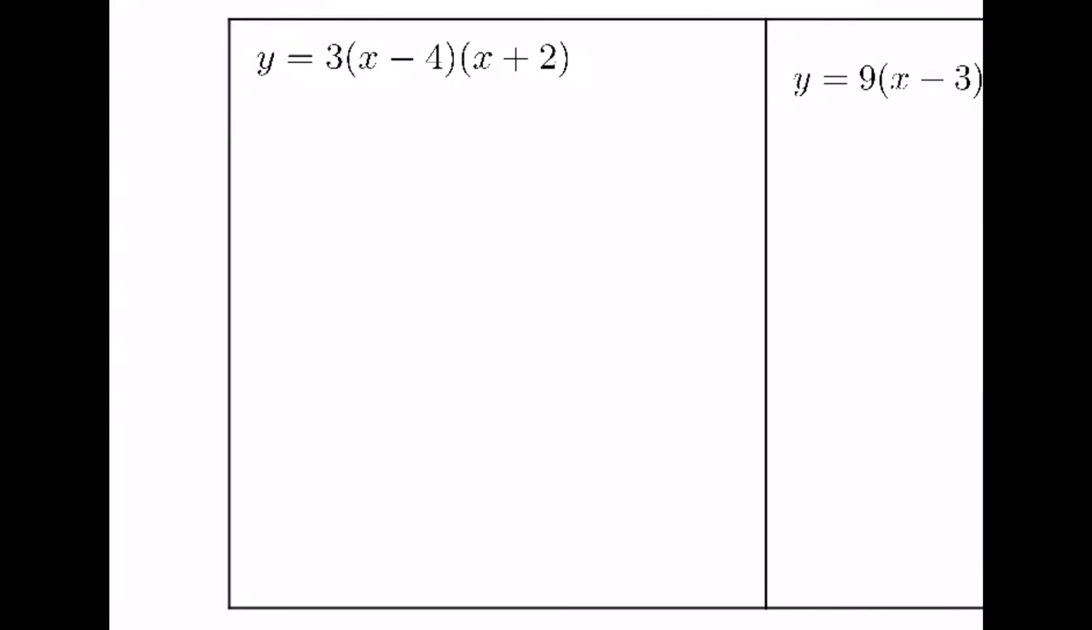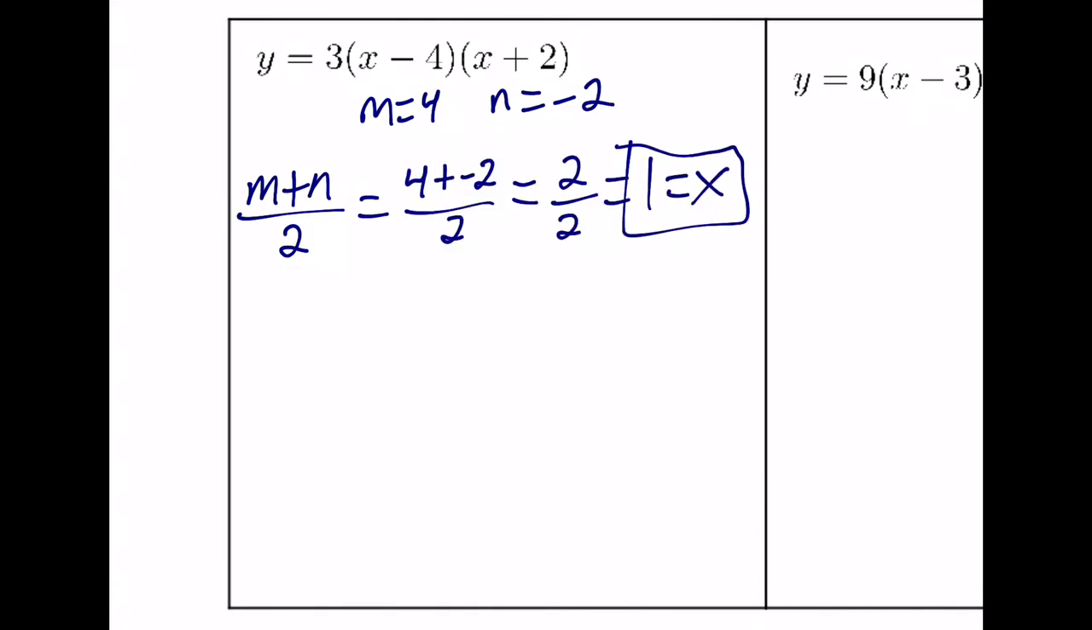In the next row here, things get a little bit more complicated, but the rules are the same. 2 sets of parentheses, we're looking at intercept form. M is 4, which is the opposite of -4. N is -2, because you take the inverse of +2. And we're going to use m plus n divided by 2. So if we plug those numbers in, we add them together, we divide, we get our x-coordinate, which is 1.